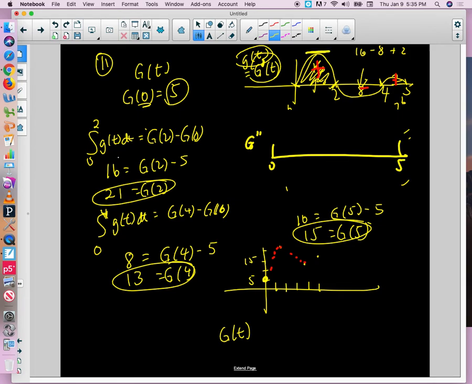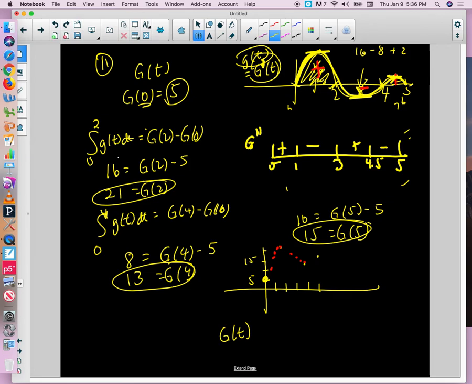Looks like G prime would have a horizontal tangent at 1 and right in there at 3 and at 4.5. This is increasing, and so the slope would be positive, while this is decreasing. G prime's derivative would be negative. This is increasing, and this is decreasing. So we definitely have points of inflection in there because of the sign change.